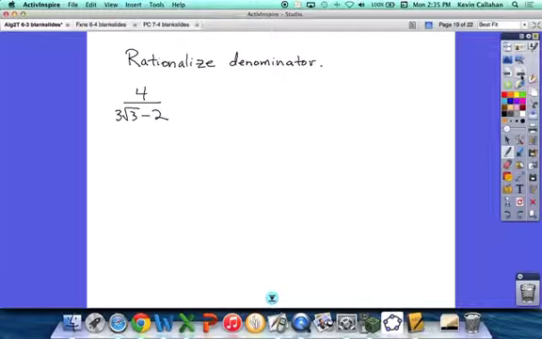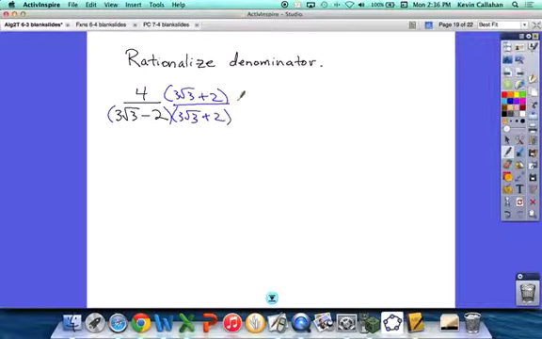Right? The conjugate does not change the sign of the first term. It only changes the sign in between the two, right? Just like in the quadratic formula, it's plus or minus in between them. That's the only thing that changes. So let's see. We want to multiply this one by 3 root 3 plus 2 divided by 3 root 3 plus 2, right? It's the conjugate of the denominator divided by itself.